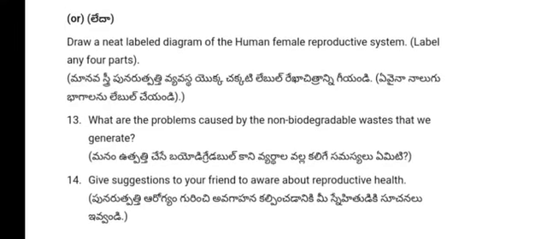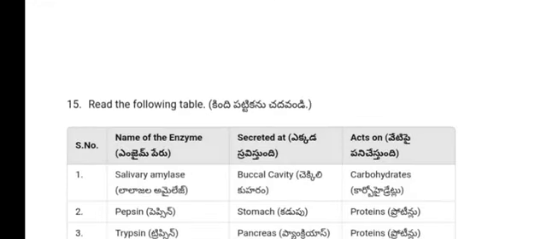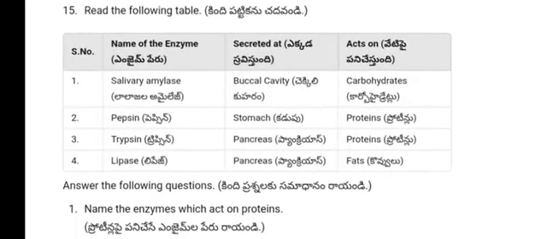Number, name of the enzyme, secreted, acts on. 1. Salivary amylase, buccal cavity, carbohydrates. 2. Pepsin, stomach, proteins. 3. Trypsin, pancreas, proteins. 4. Lipase, pancreas, fats. Answer the following questions.